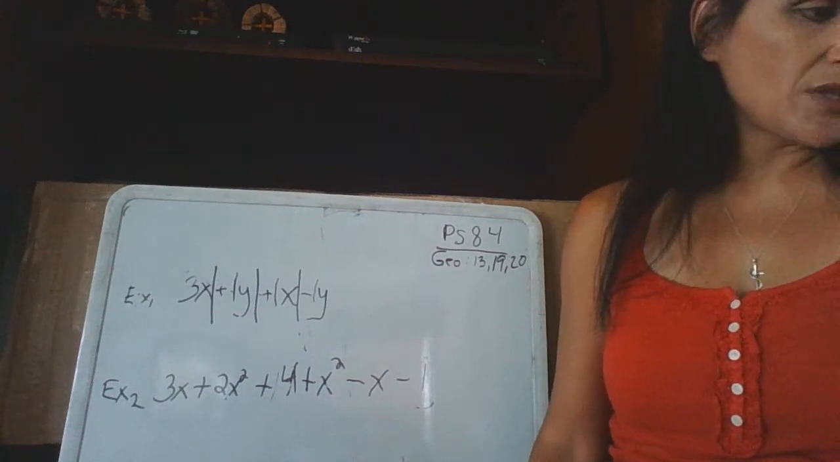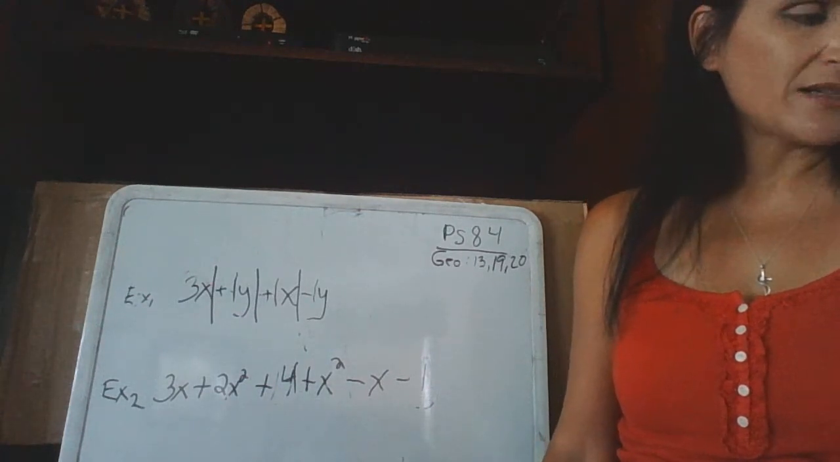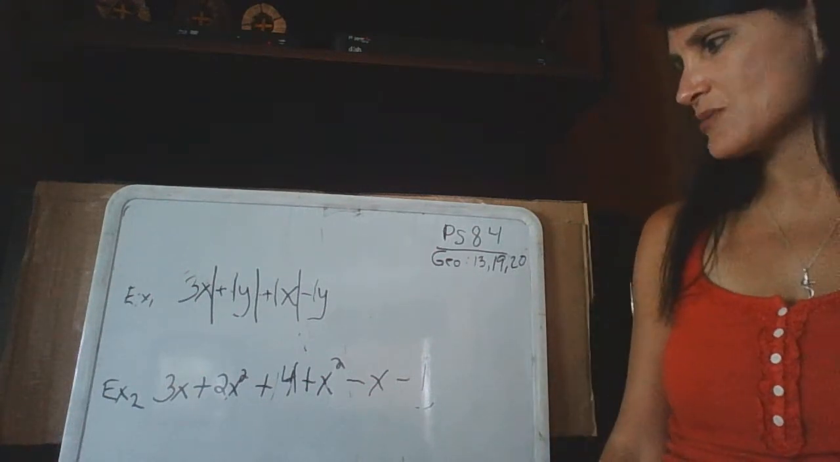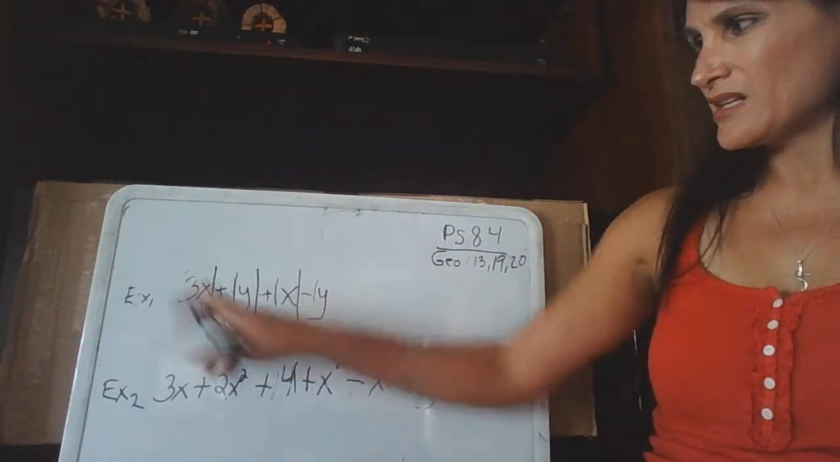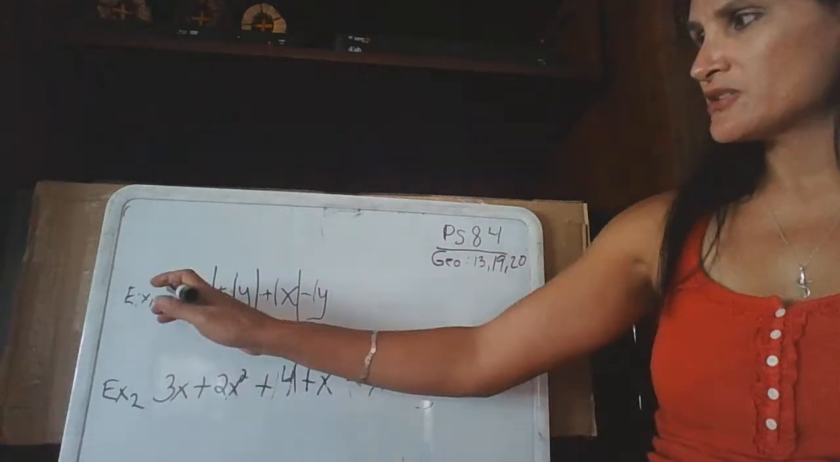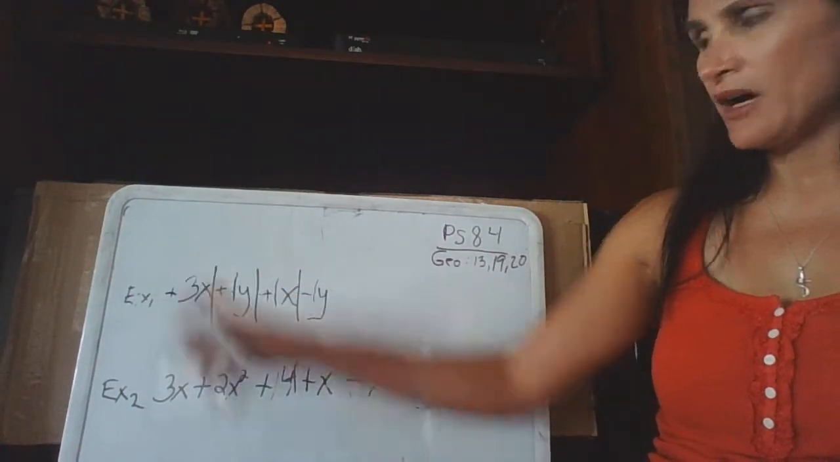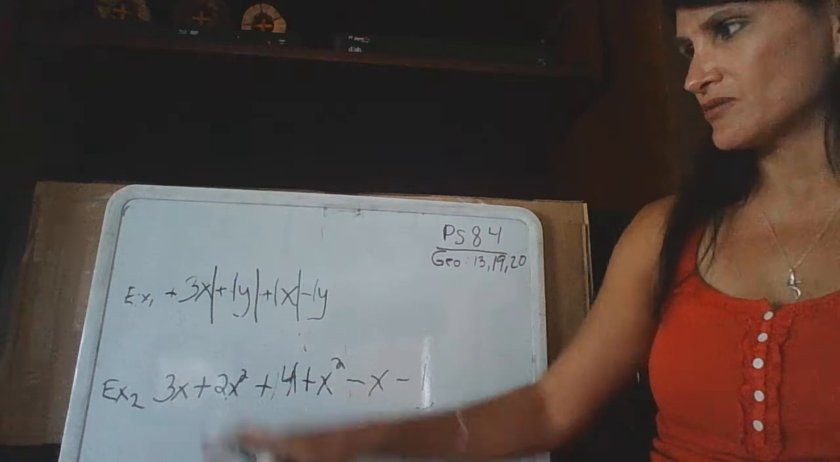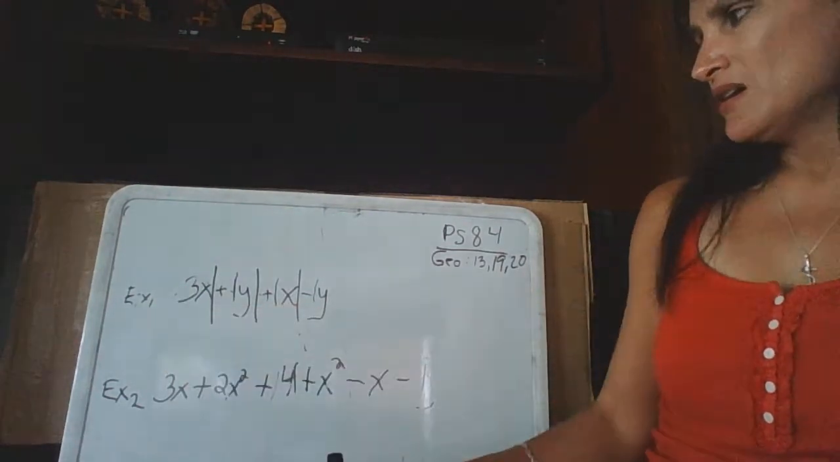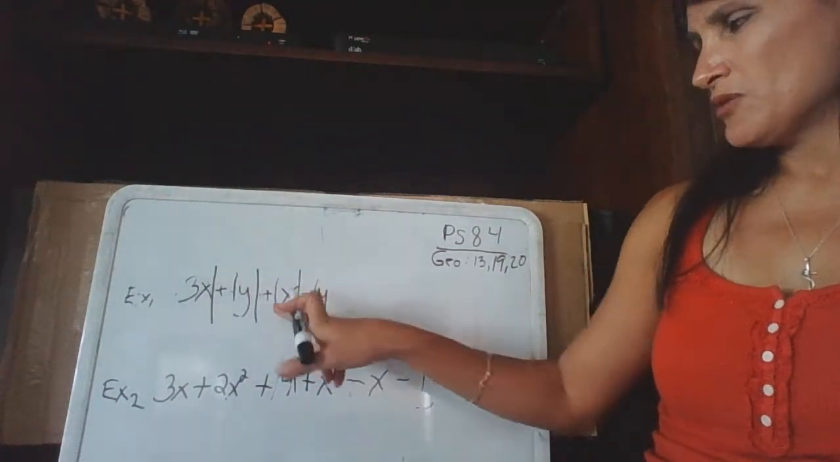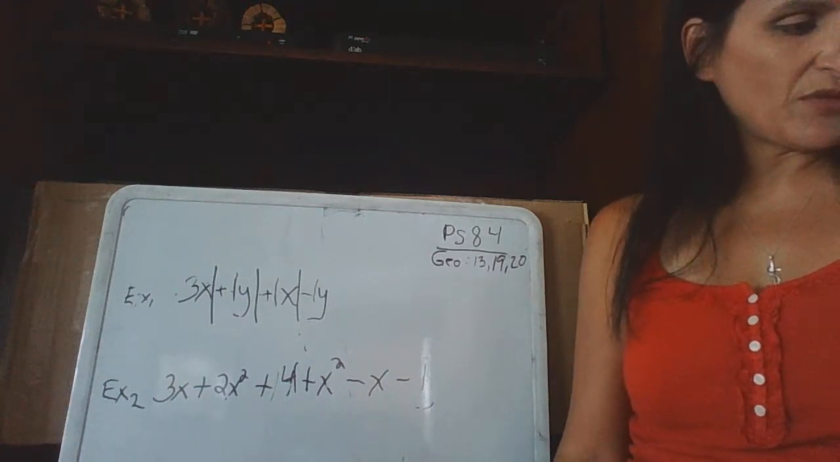It also says when a term is written without a sign, it is understood that that sign is positive. So the 3x does not have a sign, but we understand that there's actually a positive there. We just don't need to write it with a positive. All right, so now that I've written my coefficients in, I'm ready to simplify my terms.